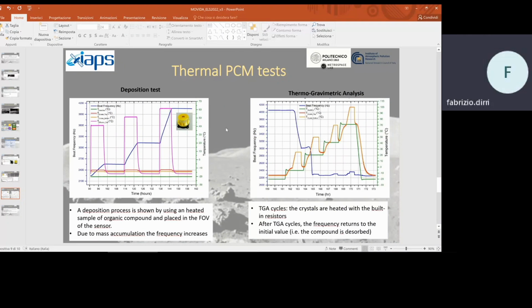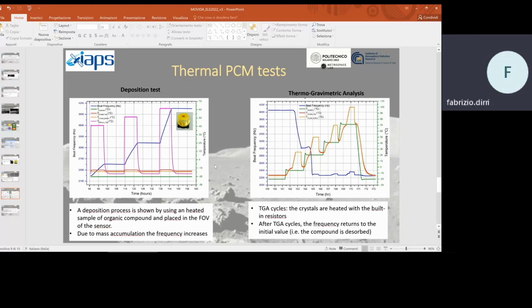This is a simulation of deposition tests performed in a thermal vacuum chamber, at 10⁻⁷ millibar, in a temperature range starting from -20. Here we use the engineering model of these instruments, and we heated a contaminant source, in this case an organic compound, from 40 degrees up to 60 to have an increase of the frequency, so an increase of deposition mainly, as you can see here, the blue line.